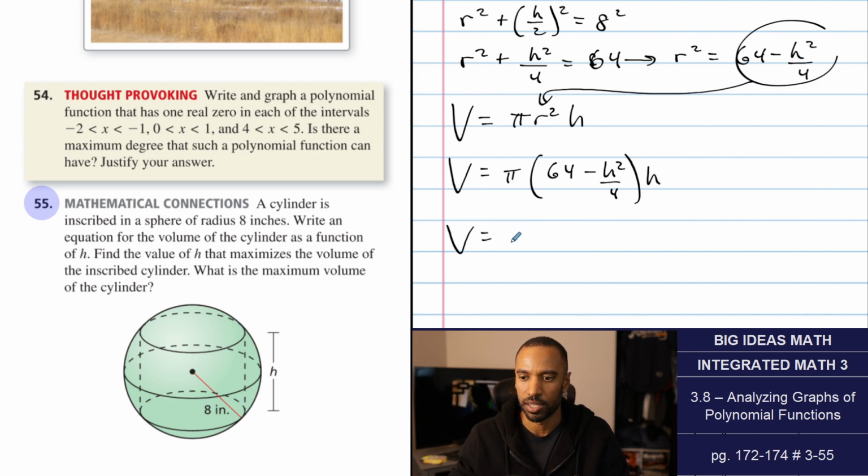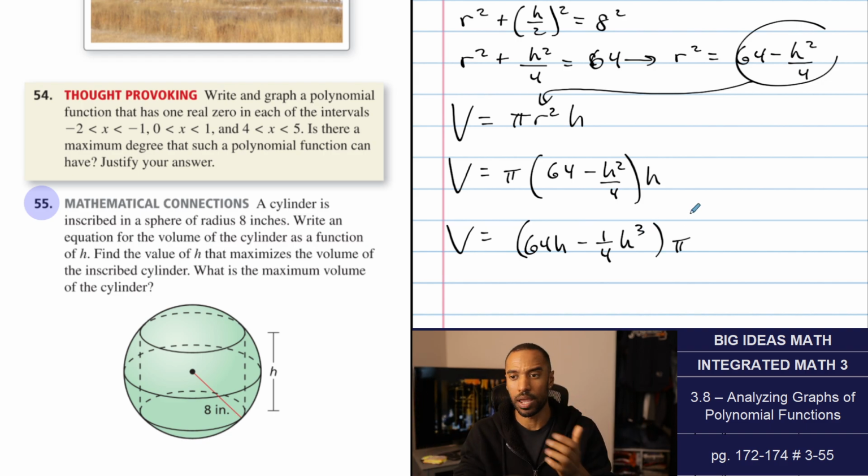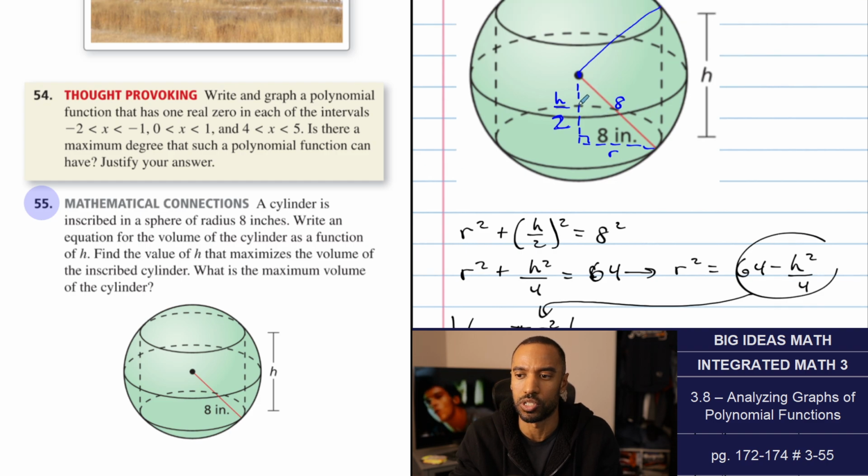Let's see. Let's make it a cubic. I'll even call the h squared over 4 1/4 h squared. I'm going to leave the pi on the outside and literally on the right side. I prefer pi being over there. So let's do (64h minus 1/4 h cubed) pi. That's my go-to with this. That's what I believe to be the case based on what we're seeing in this setup.